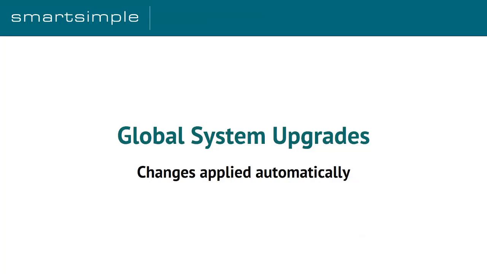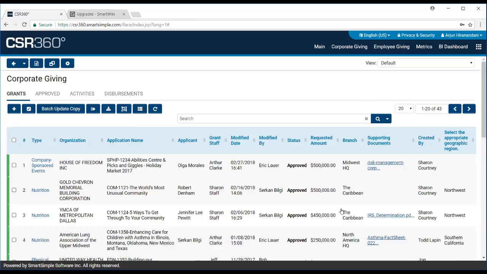So without further delay, let's discuss some global system upgrades that were applied in February 2018. These changes are applied automatically all across the platform. We have approximately 7 to 9 global system upgrades or features that we introduced in this upgrade. So let's quickly go through the system and see those upgrades.